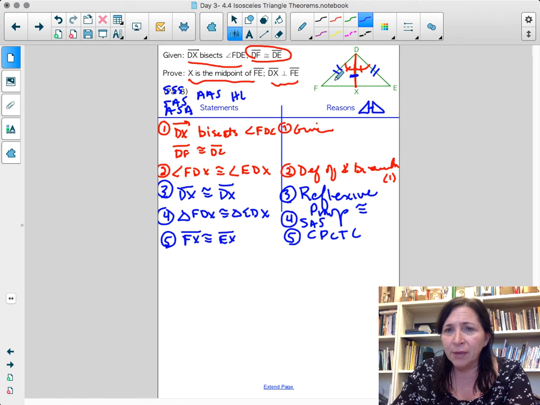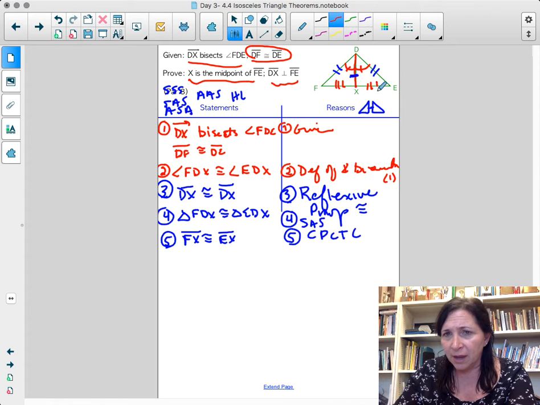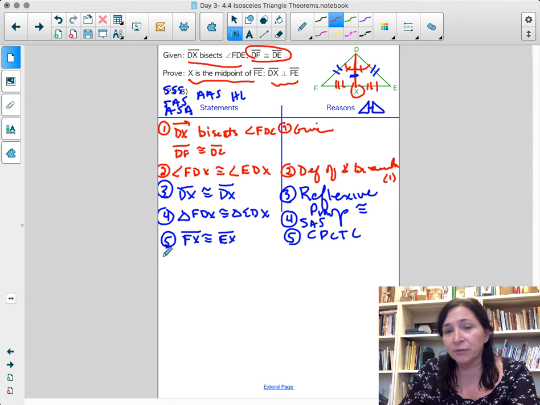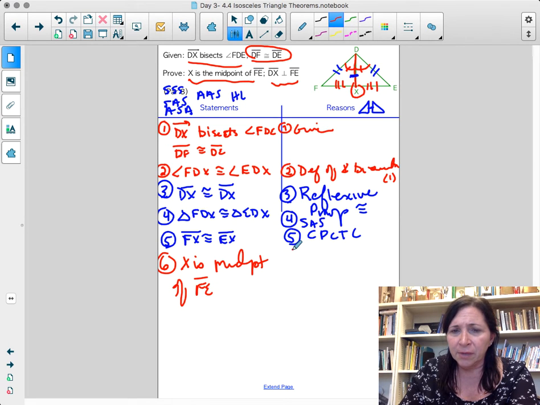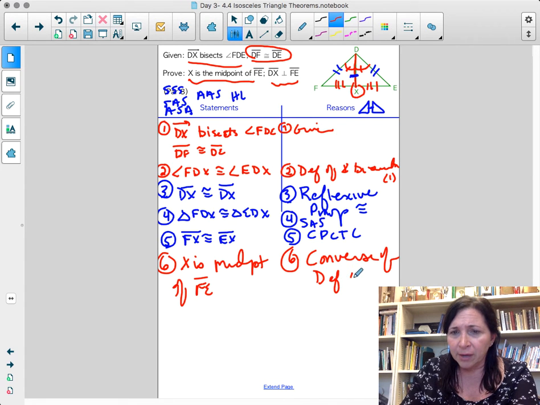So now that I know that this side is congruent to this side, X has to be the midpoint by the definition, or the converse of the definition. So I can now say that X is the midpoint of FE. And the reason would be 6, converse of the definition of the midpoint.